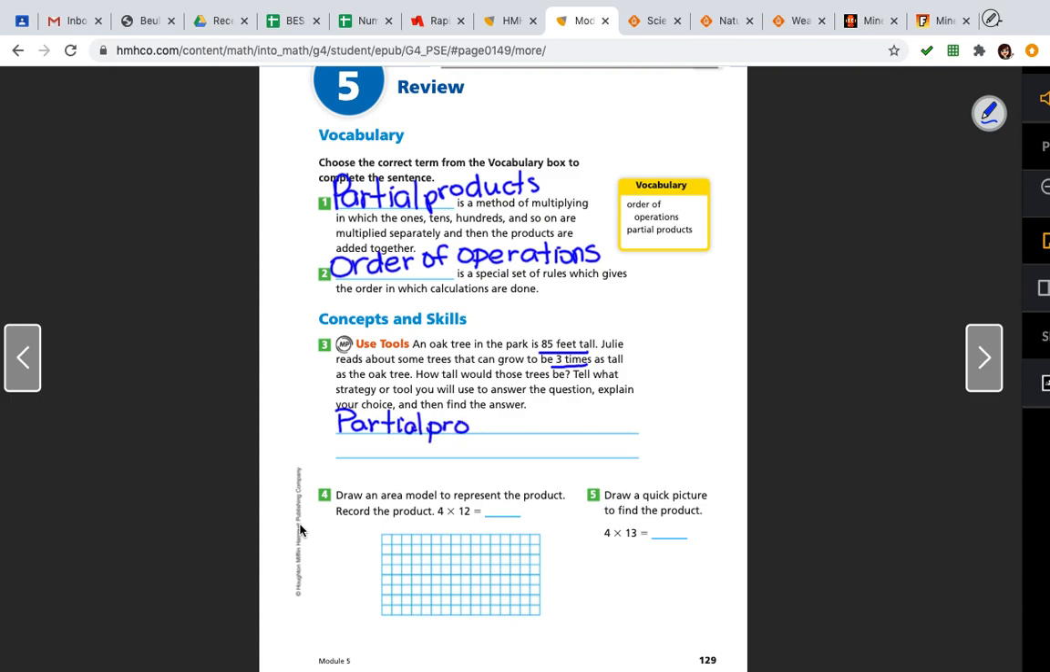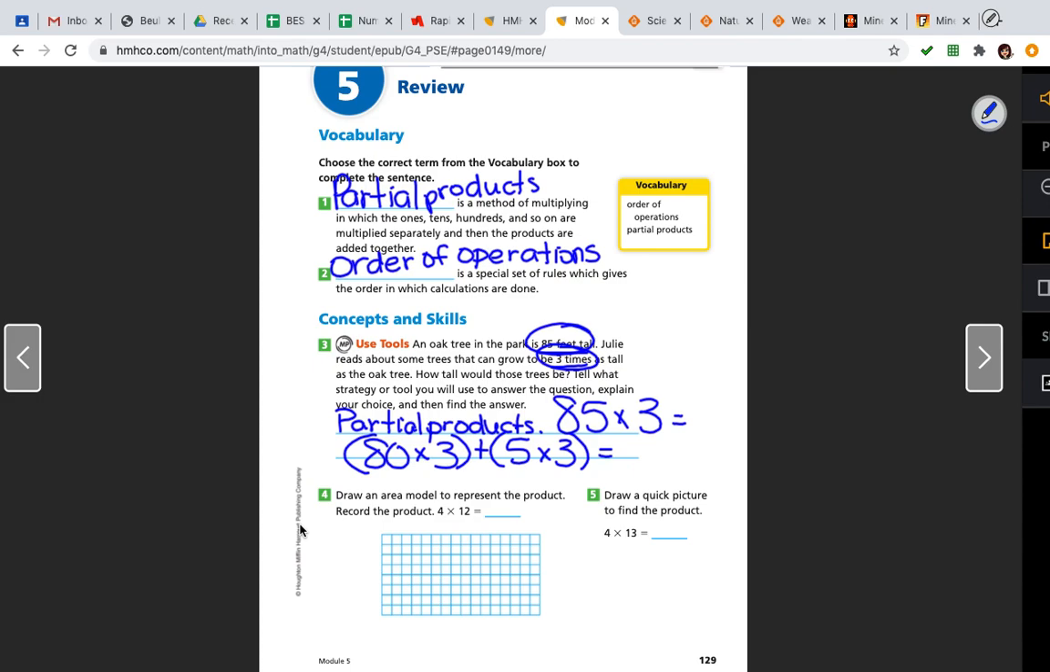And you could have drawn the area model, or you could have done expanded form. I'm going to do expanded form for this one. So we're going to use 85 times 3. I want to break it up as 80 plus 5. So I'm going to say 80 times 3 plus 5 times 3.